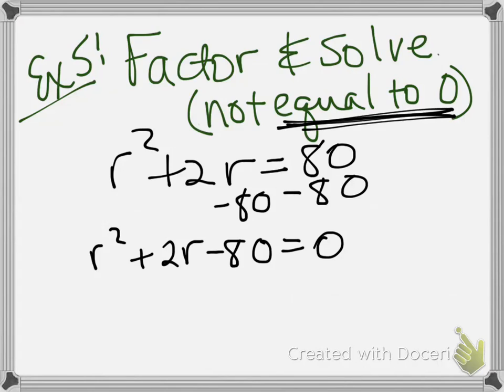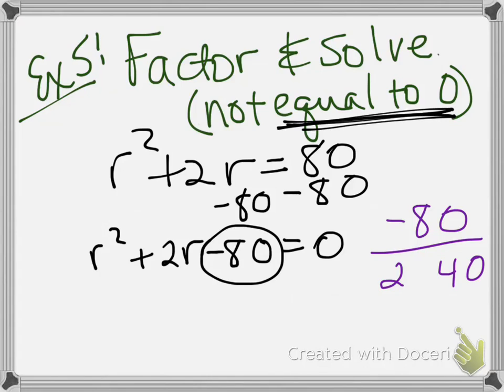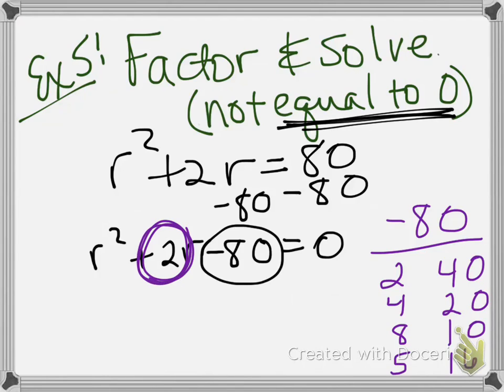So now my equation is r squared plus 2r minus 80 equals 0. So I'm going to take this c, this negative 80, and I'm going to list out some things that multiply to give me 80. So it could be 2 and 40. It could be 4 and 20. It could be 8 and 10. It could be 5 and 16. I forgot that one.